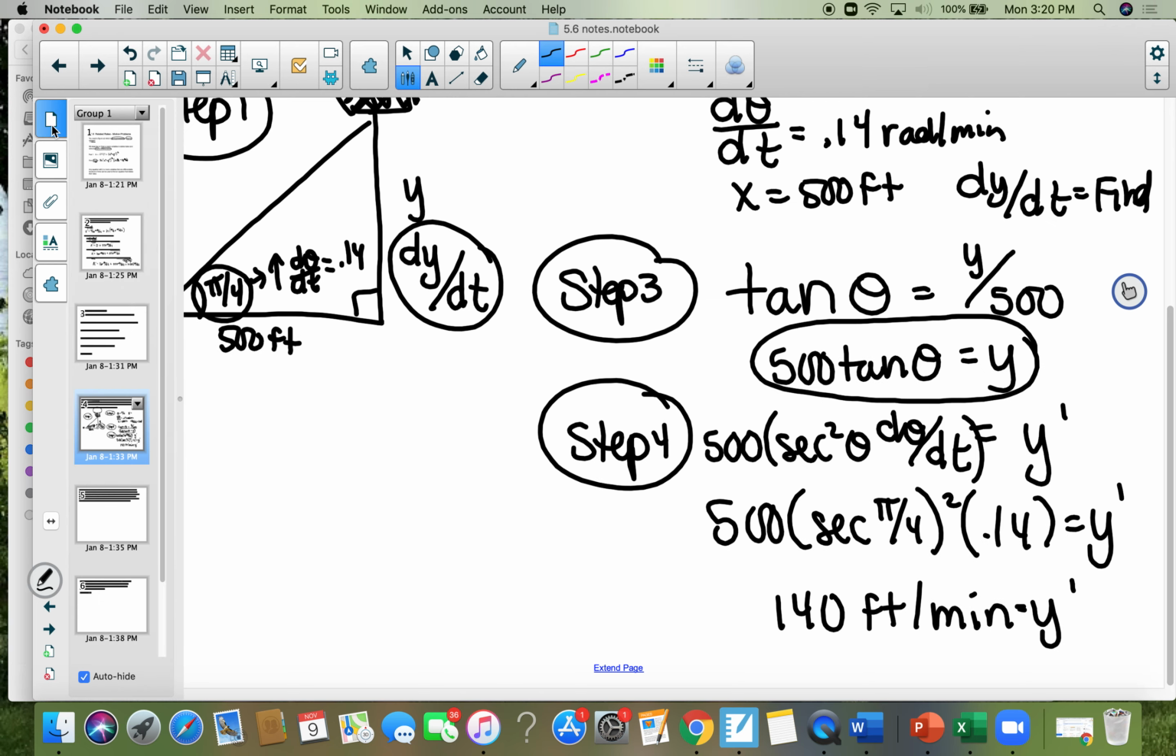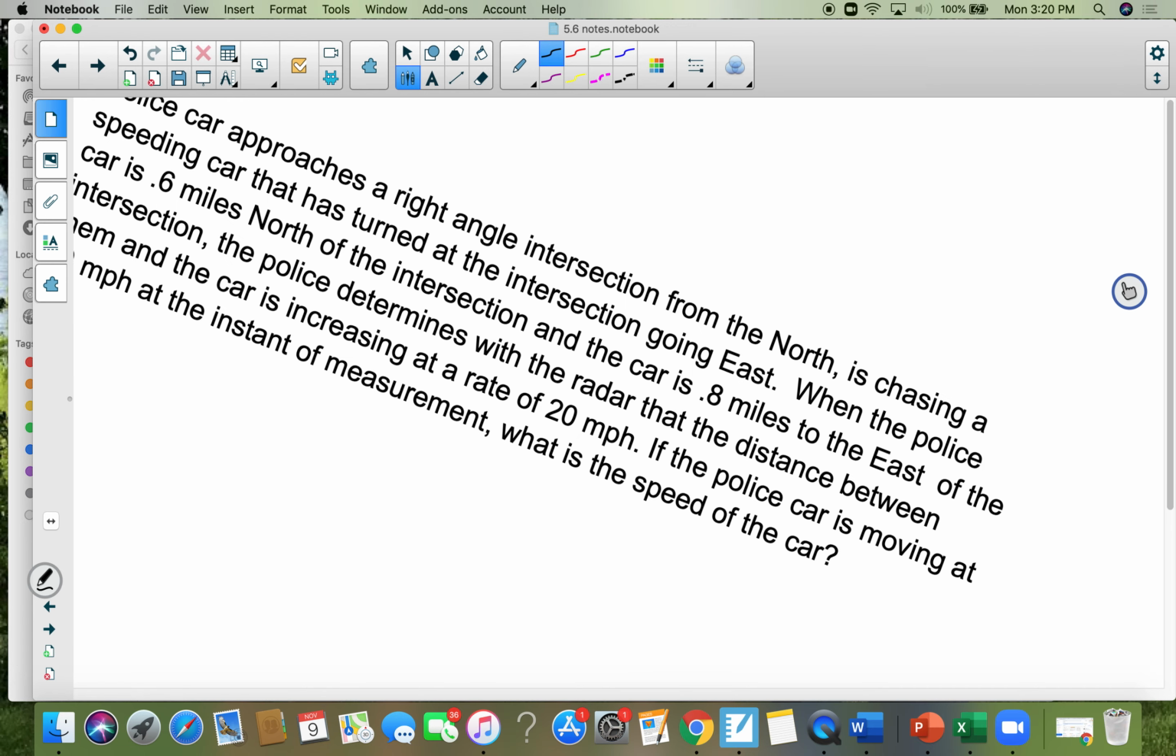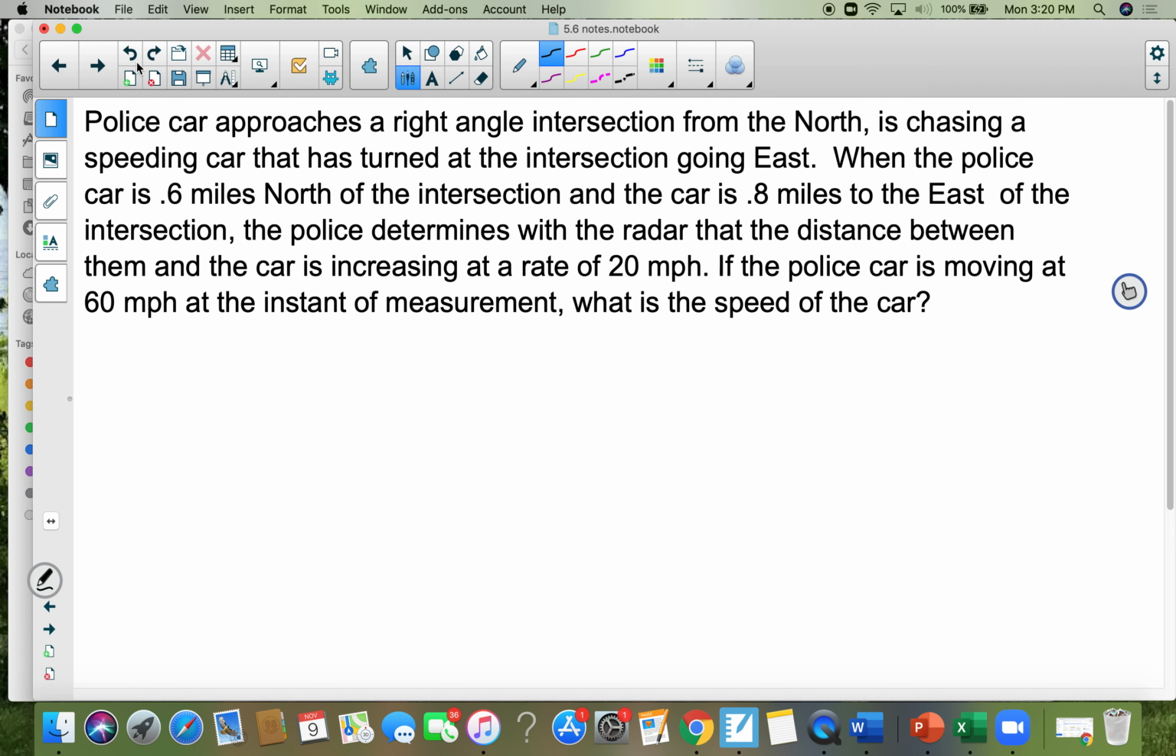Okay, the next one. A police car approaches a right angle intersection from the north. So here's the police car, and the sirens are up there. The police car approaching the intersection from the north is chasing a speeding car. Here's my speeding car, and he is over here more, because he already turned the corner.